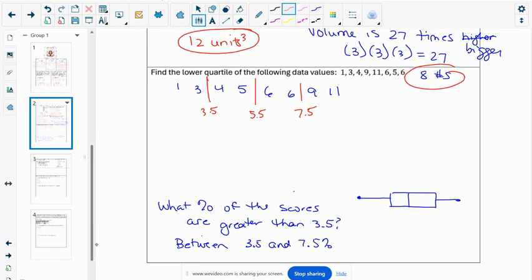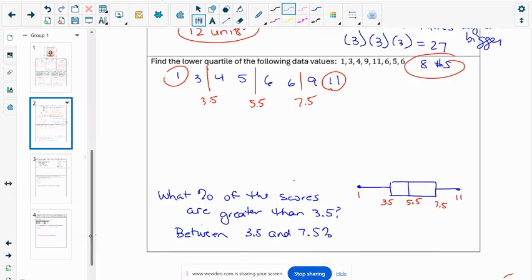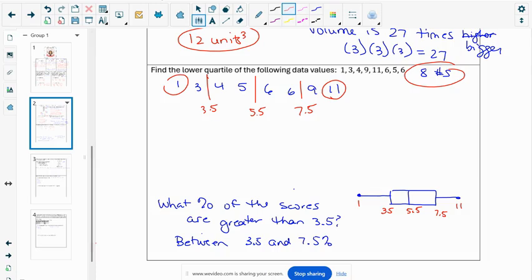Now it says what percent of the scores are greater than 3.5. So let's just talk about this box and whisker while we have it. This one here, that's my lowest number. That's called the lower extreme. My upper number is 11, which is called my upper extreme. My median I know is 5.5 here. My lower quartile is 3.5. My upper quartile is 7.5. Now remember, in box and whiskers, everything is by 25%. My median's in the middle, so that means there's 25% and 25% above it, 50% total, and the same thing in the other direction. So it's all about multiples of 25.